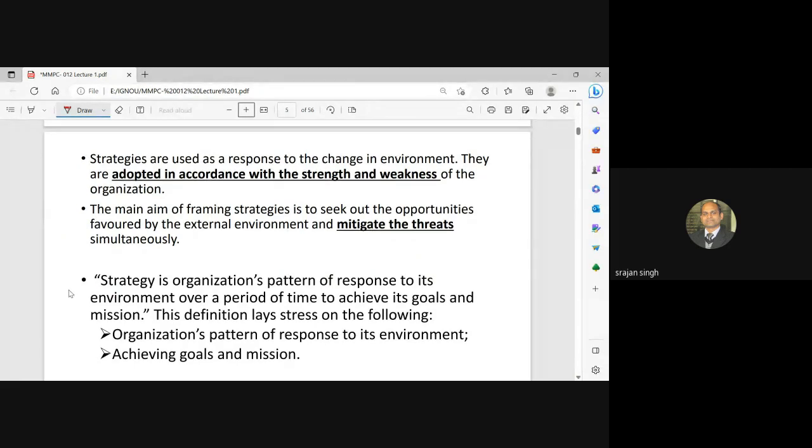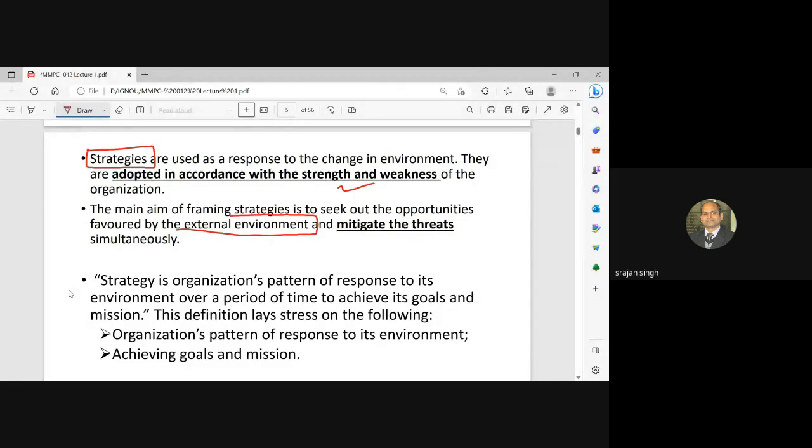Strategies are used as a response to change in environment. They are adopted in accordance with strength and weakness. All the strategies have their own strengths and weaknesses, which we have to consider always, because there's nothing in this world which has only strength and only weaknesses.